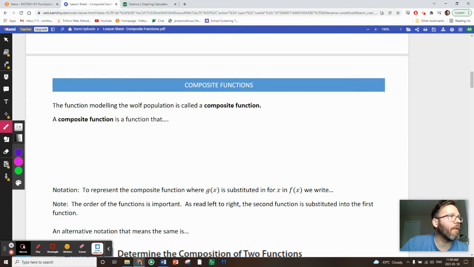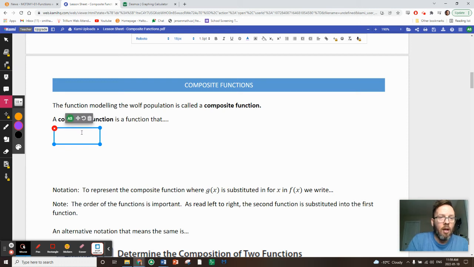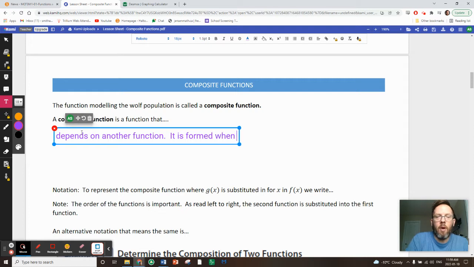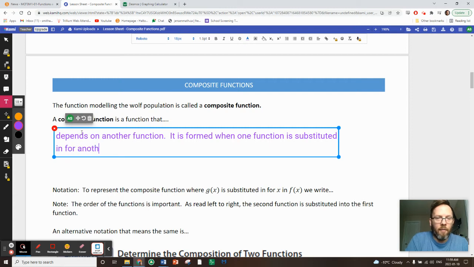A composite function is a function that depends on another function. So I'll get this typed out. Let me choose an appropriate font size. That should be good. A composite function is a function that depends on another function. It is formed when one function is substituted in for another function.